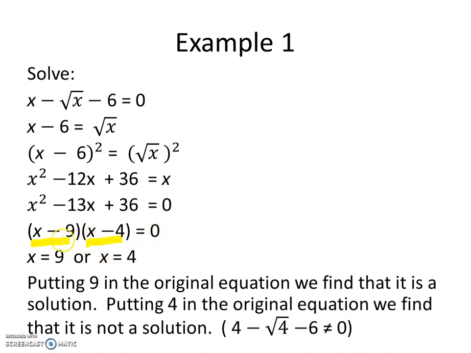Setting each piece of the equation equal to 0, we find that x can be 9 or x can be 4. Plugging the 9 back into the original equation, we get 9 minus the square root of 9 minus 6. It does equal 0. So 9 is a solution. But when we put 4 into the equation, we get 4 minus the square root of 4 minus 6, and that does not equal 0. So x equals 4 is not a solution.